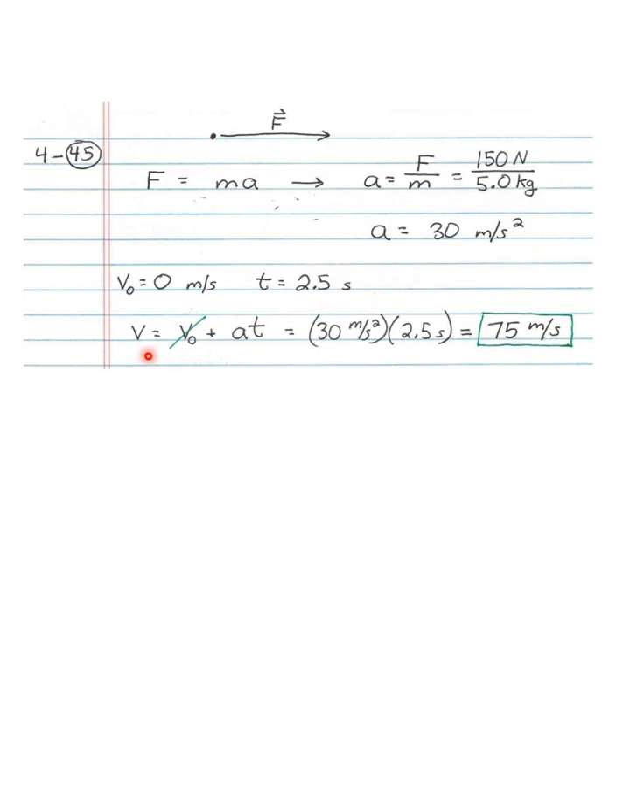And then we'll plug that into the kinematic equation, V equals V naught, which is 0, plus AT, and we get 75 meters per second.